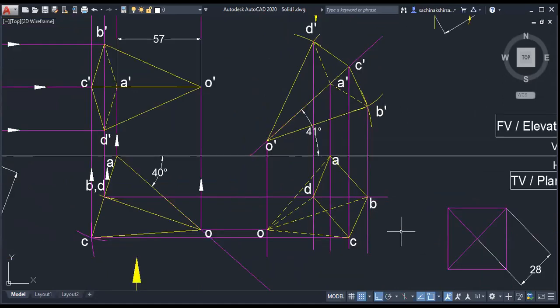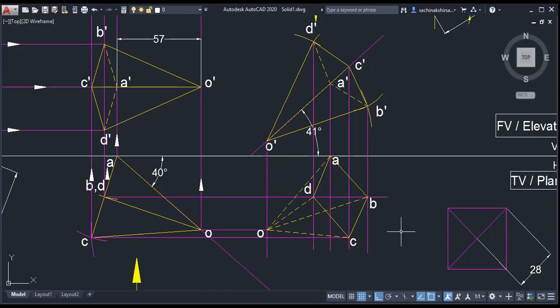Okay, so the first criteria is this: we have to search or find the most away point, and then we have to join it by a dotted line.